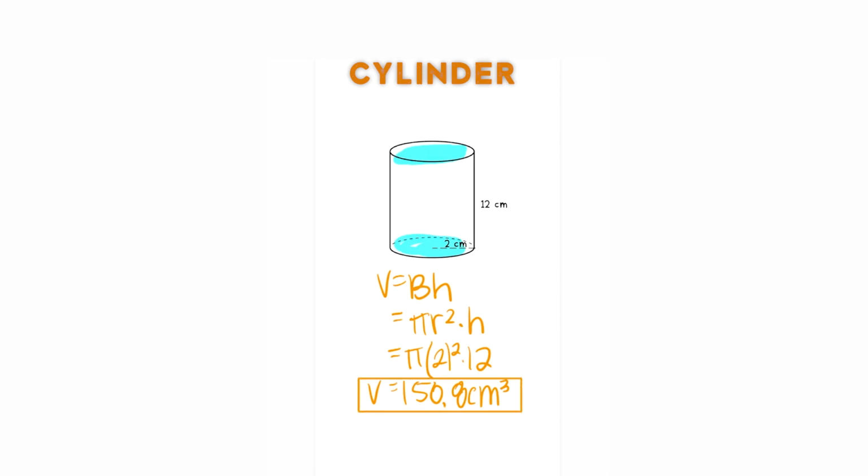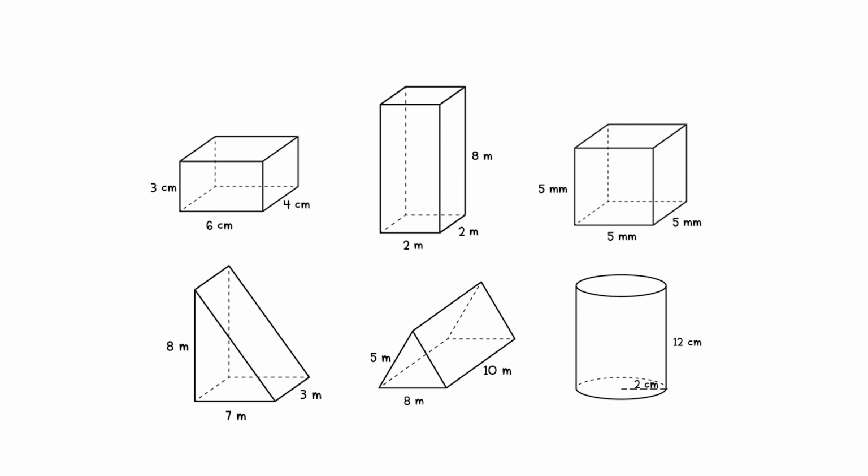So all of these solids have the same general volume formula, the area of the base times the height. So if you know how to find the area of a rectangle, a square, a triangle, and a circle, then you can find the volume of any prism or cylinder.